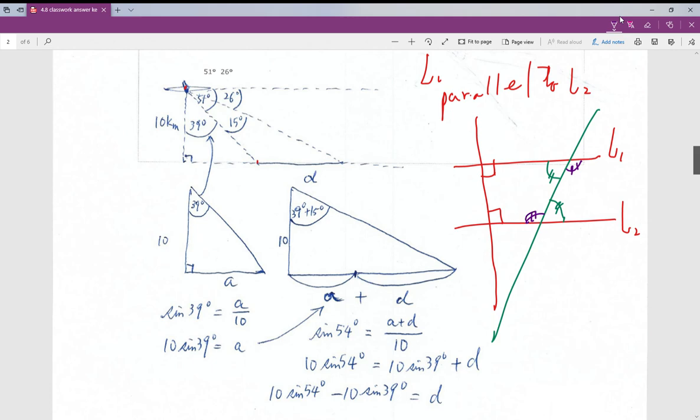You have to agree: if two lines are parallel and you have a straight line going across, then we call these alternate angles. Congruent means equal, okay? Congruent.